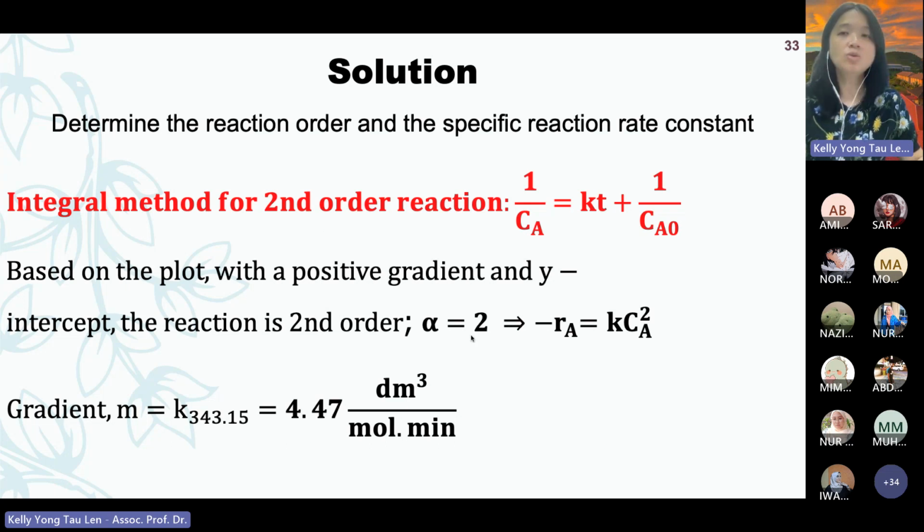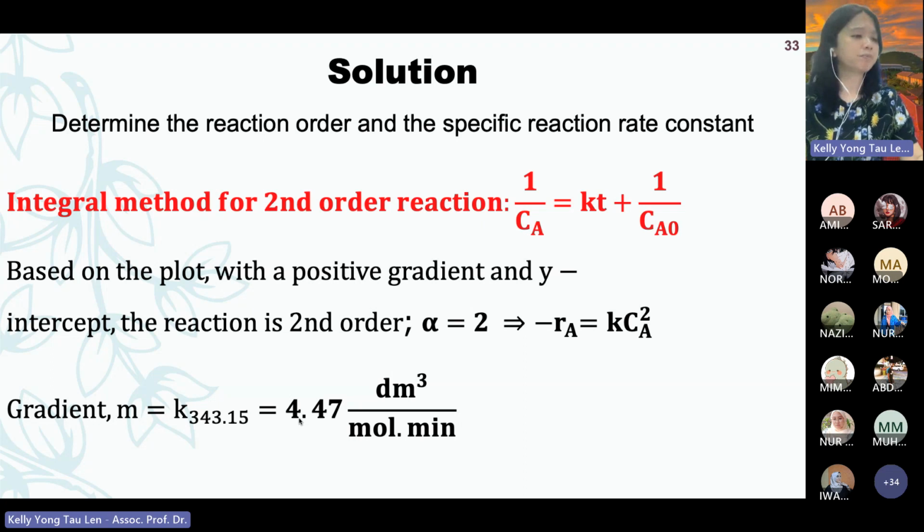So when your alpha is 2, you can then write down already the rate law: minus RA equals to K CA power of 2. So again, why 2? Because we confirm that our reaction is second order based on the plot. Then cari nilai K. So now that you dah boleh confirm dia betul, kamu tengok balik equation, you can see that K is equal to the gradient of the graph. So gradient was given as 4.47 from the question. Hence, your K value, your reaction rate constant value will be 4.47.